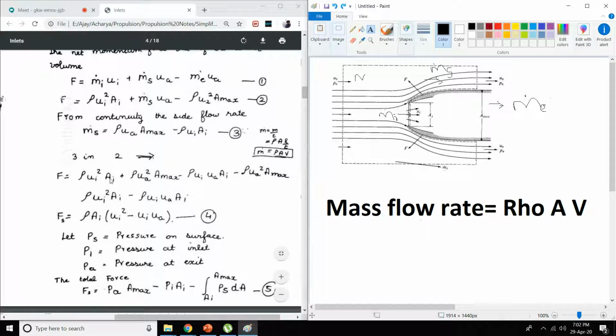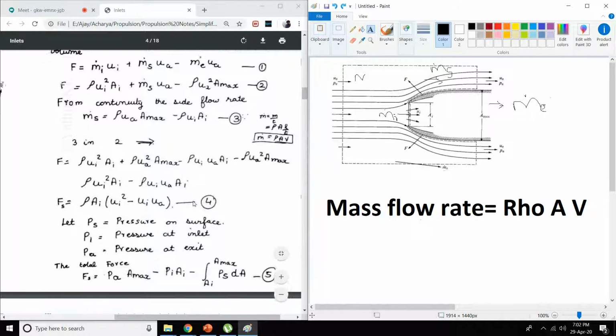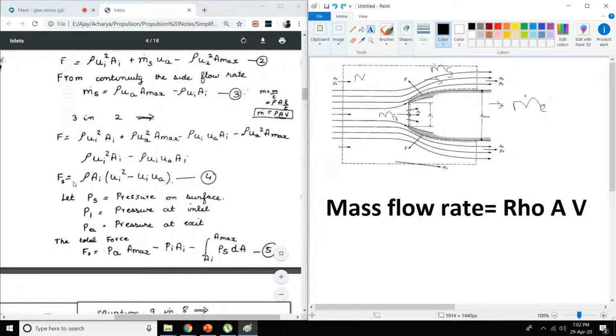I think ui, okay, this term got cancelled. Rho ua square a max minus rho ua square a max. Only term remaining is rho ui square ai minus this term minus rho ui ua ai. Okay, so therefore your total momentum force, whatever you have right now, is equal to rho ai, taking rho ai common, ui square minus ui ua. So this is your momentum thrust.